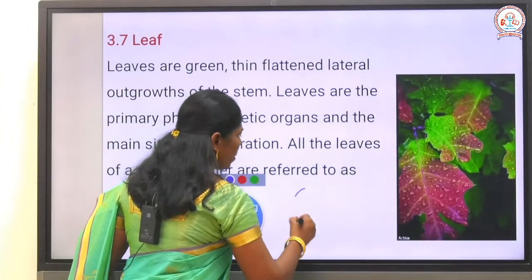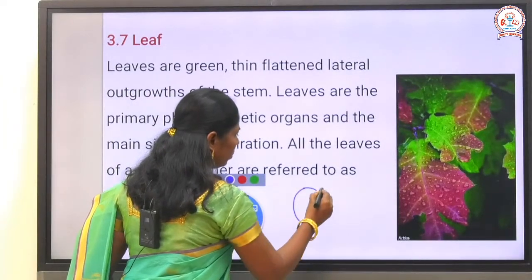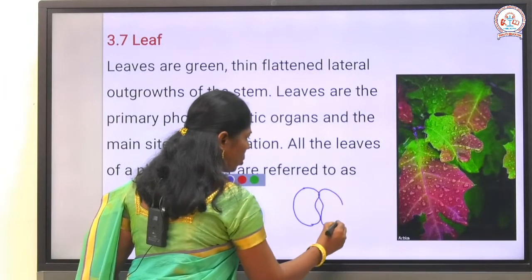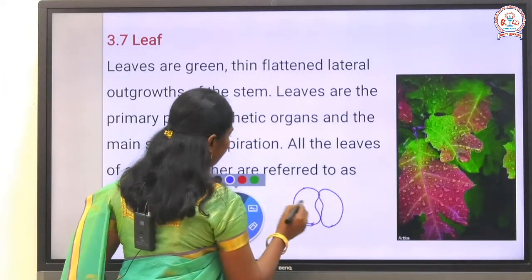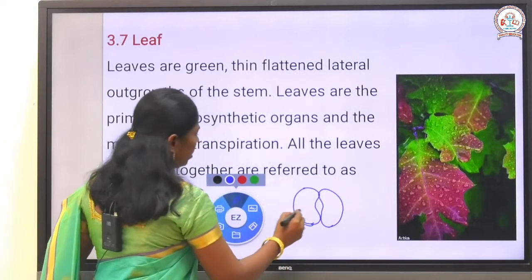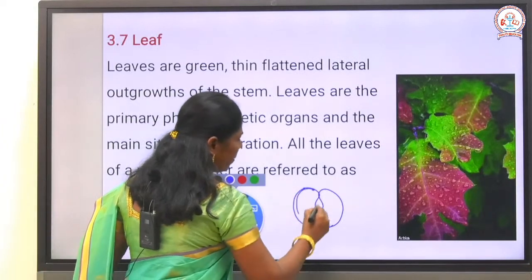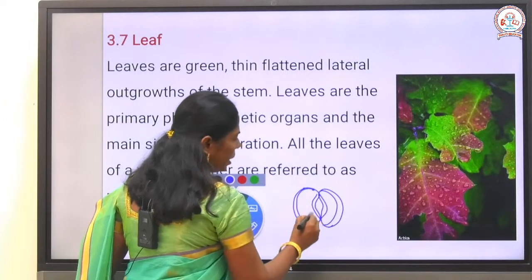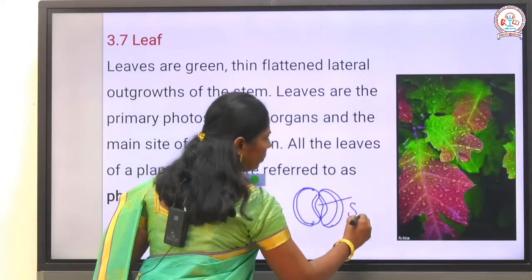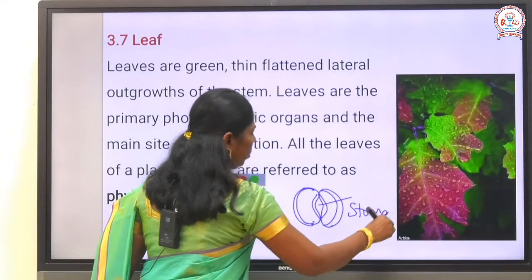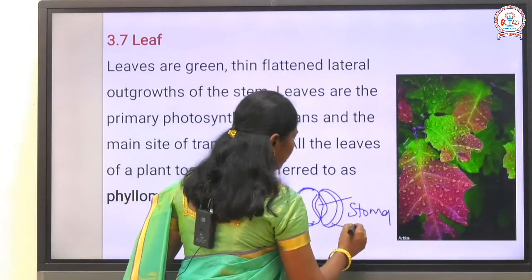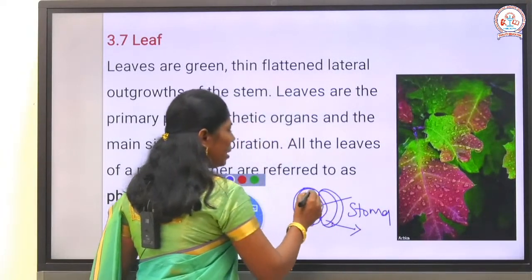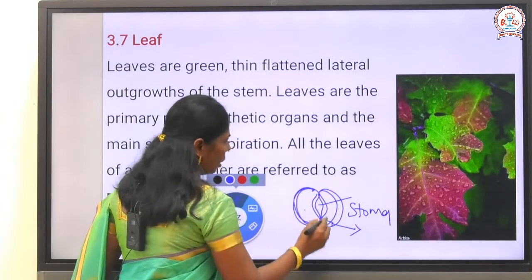So what is the structure of stomata? This is the structure of stomata. The stomata is present on the leaves, not only a single stoma, many stomata are present. This region is called the stoma, and this is your guard cells. This region is called guard cells.